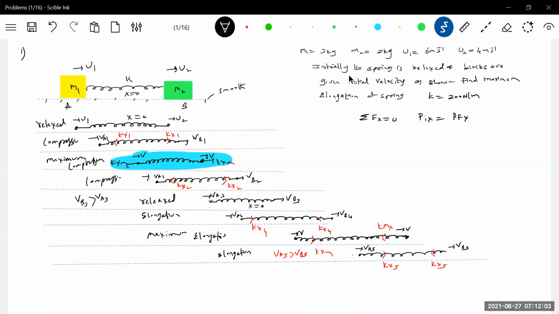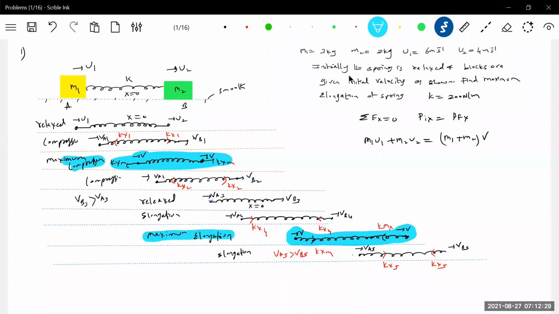So can we take help of conservation of linear momentum? As you see, the net spring force is 0. So applying conservation of linear momentum, initial momentum m1 u1 plus m2 u2 should be equal to, at maximum elongation or compression, both the blocks will have common velocity. Check this one. Both the blocks will have common velocity. Okay, this is the one thing.